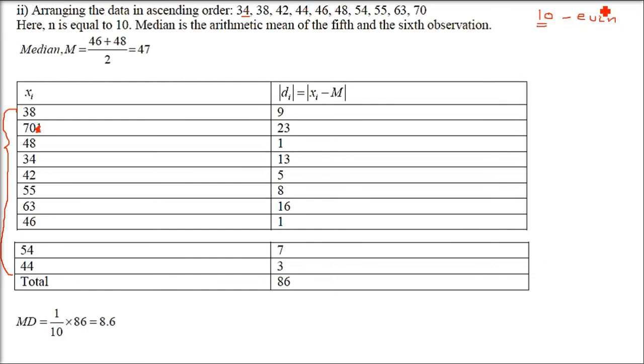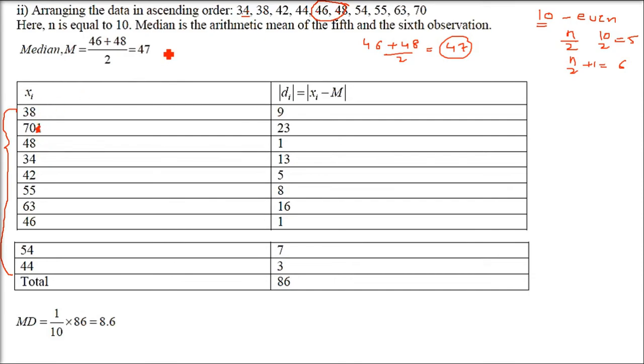For example, these are 10 numbers, so it is an even count. So what will you take? n by 2 and n by 2 plus 1. If the count is 10, then 10 by 2 is 5, and n by 2 plus 1, not n plus 1 by 2, it is n by 2 plus 1. So fifth and sixth you have to take. Which is the fifth one? 46. Which is the sixth one? It is 48. 46 and 48. So 46 plus 48 by 2 is going to be 47.